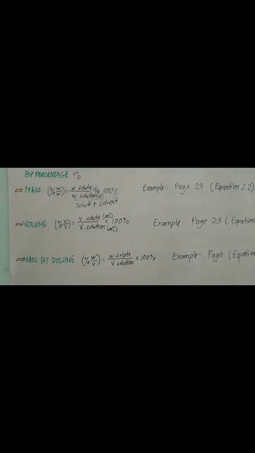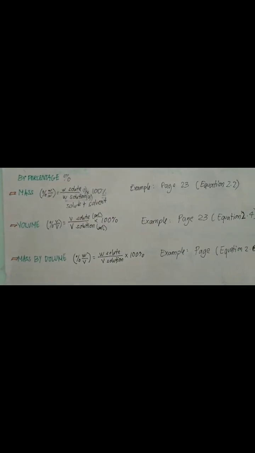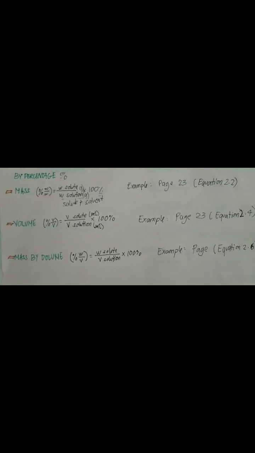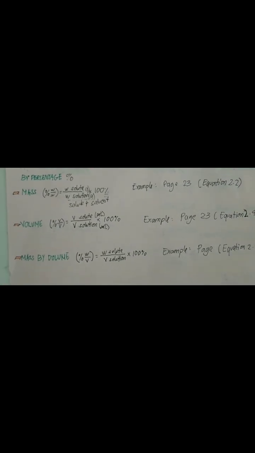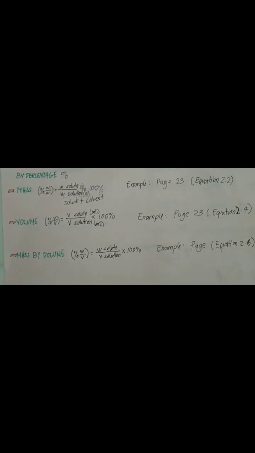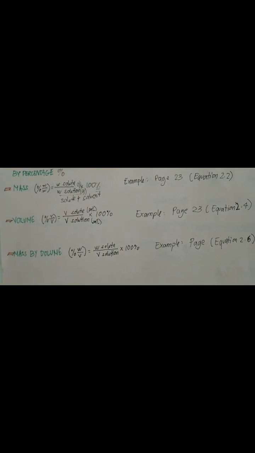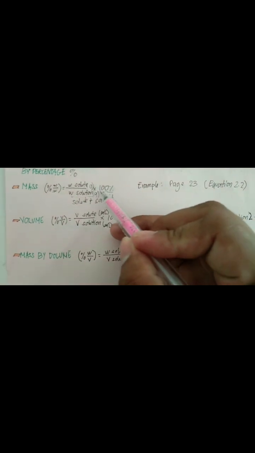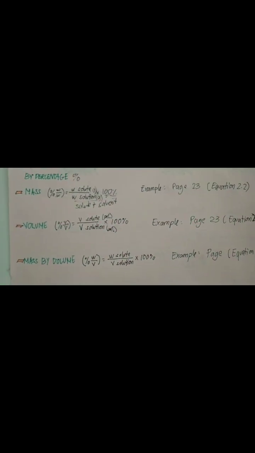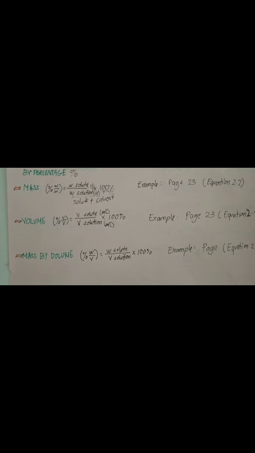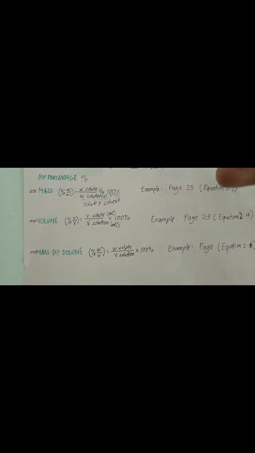In our equation by percentage, we count the amount of solute, in percentile, in the whole solution. We're just getting the fraction of the solute to the entirety of the solution, and we will be multiplying it with 100%, and that's how you get the percentage of the solute. That's the idea for mass, volume, and mass by volume. So basically, we'll proceed first with the mass.